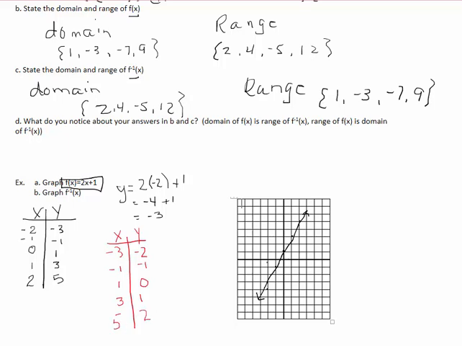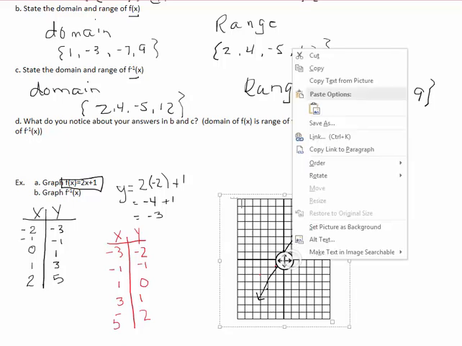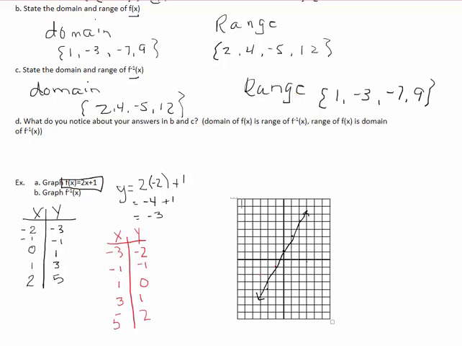I'm going to go over negative 3 and down negative 2, negative 1 and negative 1, 1 and 0, 3 and 1, right there. And last but not least, 5 and 2. Again, using a ruler, of course, we're going to join these to form a nice straight line.